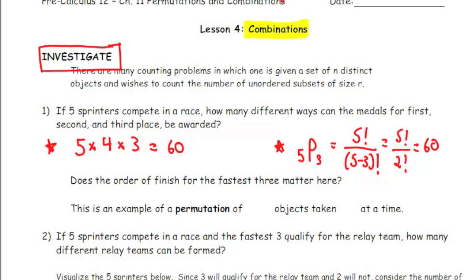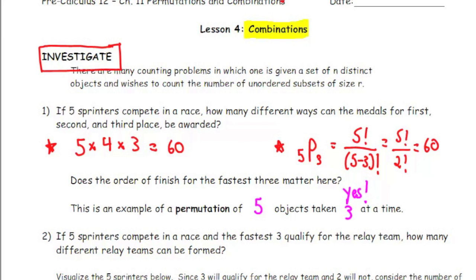Now, does the order of finish for the fastest 3 matter here? Well, if you watch the Olympics or have done track or anything of that nature, you know of course it matters. The first person across the line gets first place, and the second person across the line gets second place. So the answer is absolutely yes, it does. And this is an example again of a permutation when we have 5 objects taken 3 at a time.